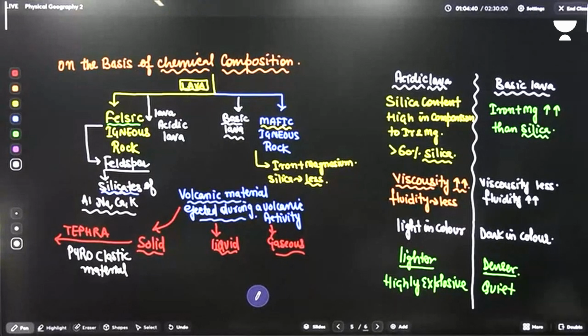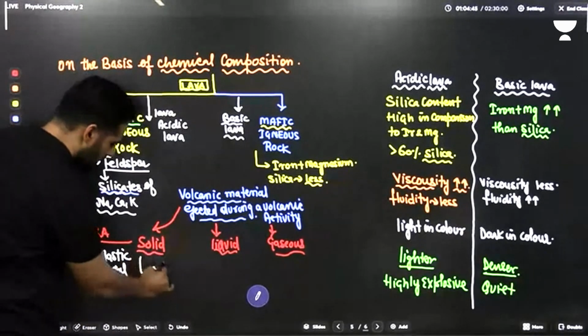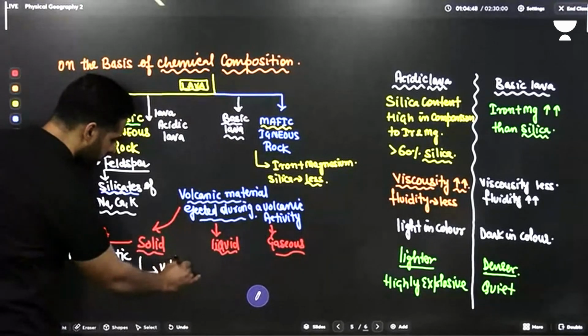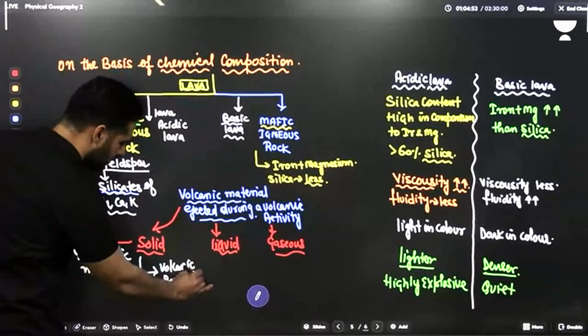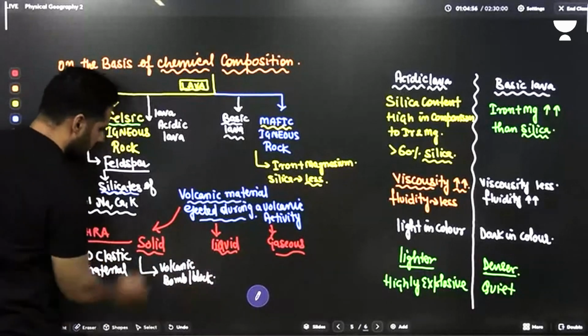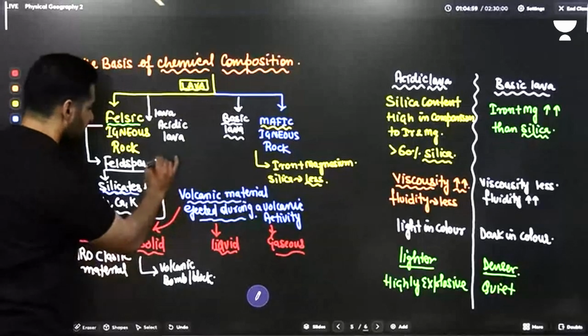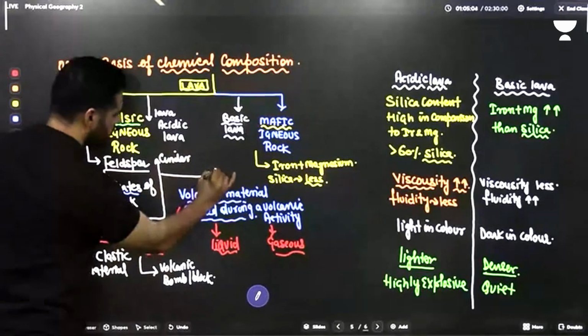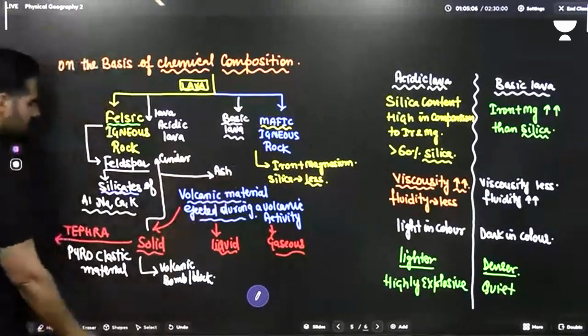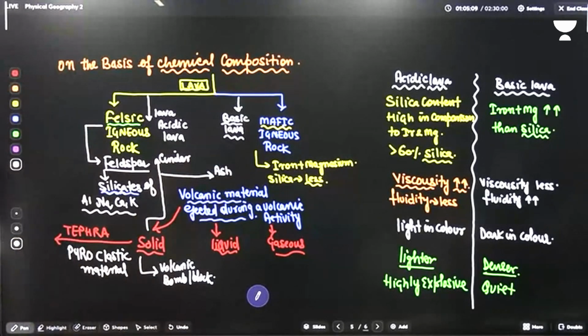So tephra is of three types. कितने टाइप का साइज होता है सॉलिड का? 3. अब ध्यान से सुनना. One is called volcanic bomb, or we also call it volcanic block. And another is called cinder. What is another called? Cinder. And another is called ash. So what are the three types of solid material ejected during the volcano? Volcanic bomb or volcanic block. Another is called cinder, and third is called ash.